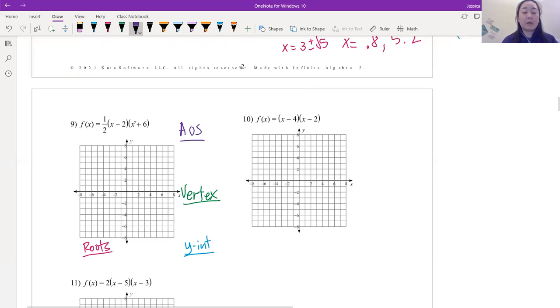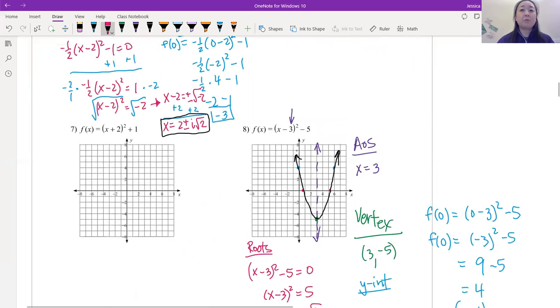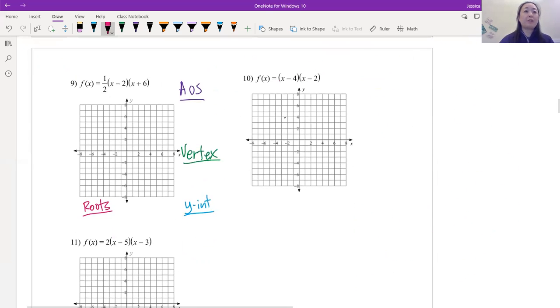Always for factored form, what I would like to do first is do the roots. That's what you start with because that's what it gives you first. Just like for vertex form, you can start with the AOS or the vertex because it refers to both. So for factored form, always start with the roots.